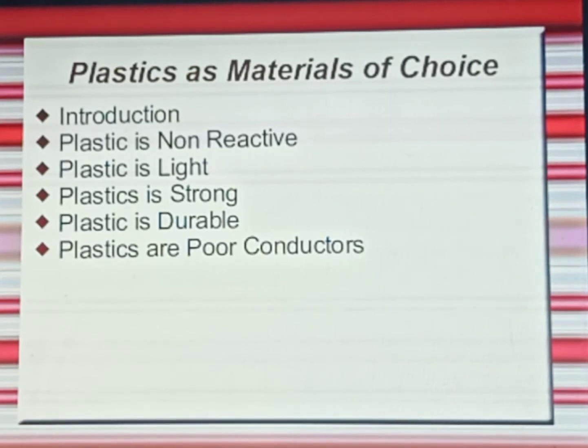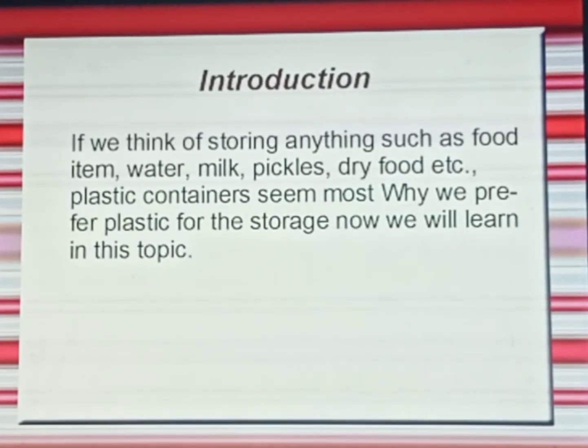poor conductors. So, the introduction is that if we think of storing anything such as food items, water, milk, pickles, dry food, etc., where would we put it? Plastic containers are the most common objects. Why do we prefer plastic for storage? Now we will learn in this topic.